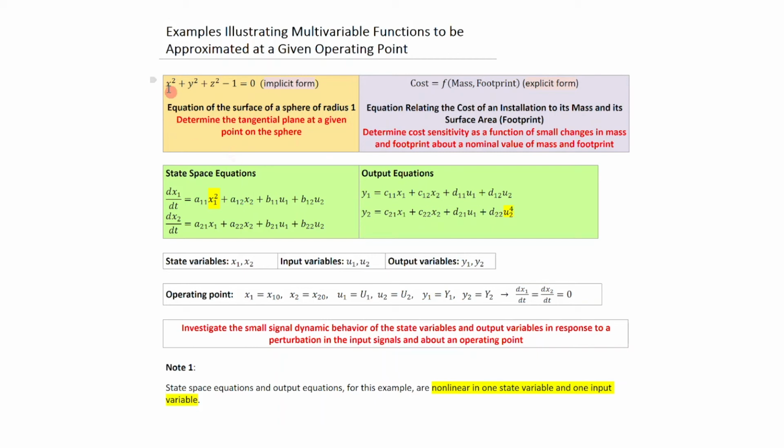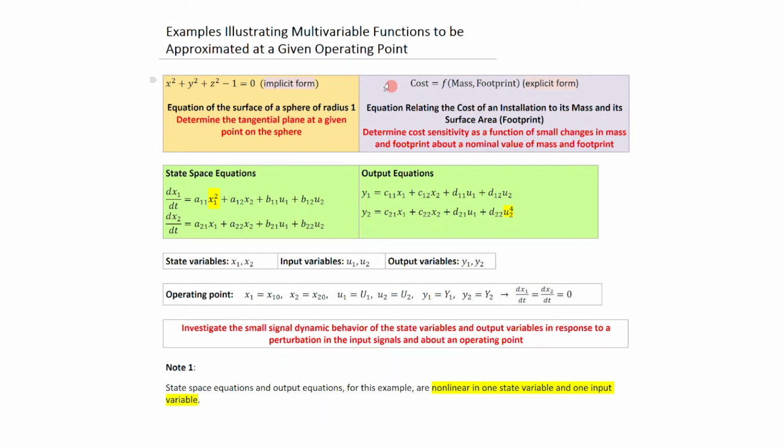Here I've basically given you an equation of a sphere of radius 1, and I've given it to you in implicit form. And the typical problem might be to determine the tangential plane at a given point on the sphere. Okay, so that's basically just a statement in terms of what we might be interested in doing.